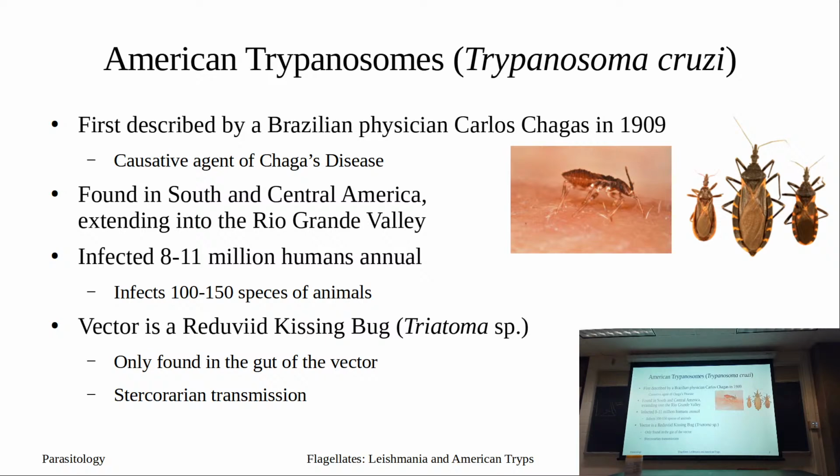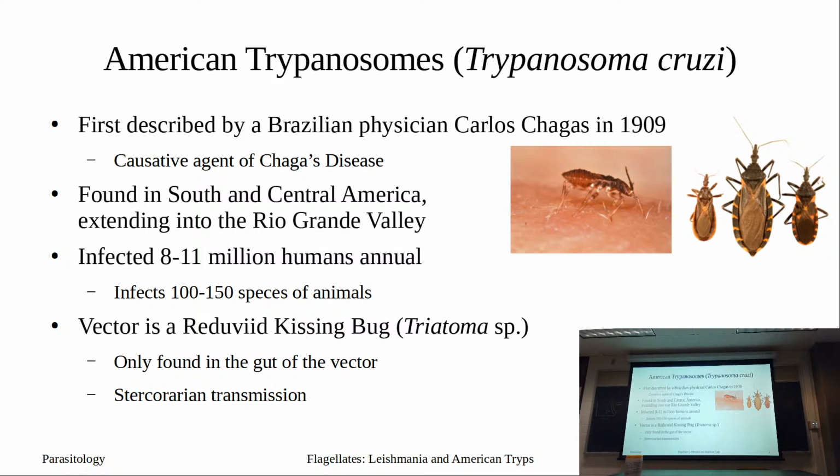It was first described by a Brazilian physician, Carlos Chagas. All right, that's how the disease got its name. It's Chagas disease. We find it in South and Central America. It extends into the Rio Grande Valley region of Texas. We find Trypanosoma cruzi here in San Angelo and other parts of Texas.